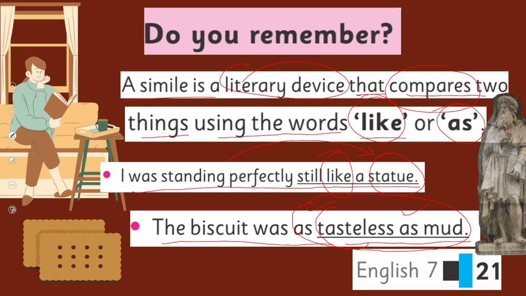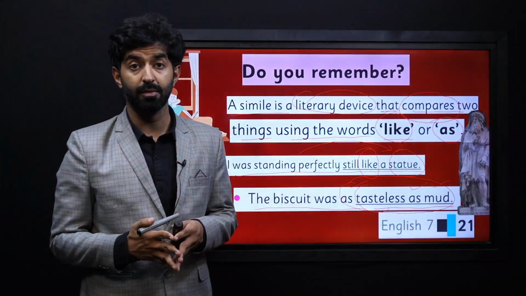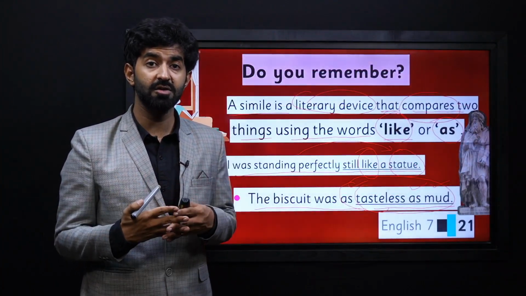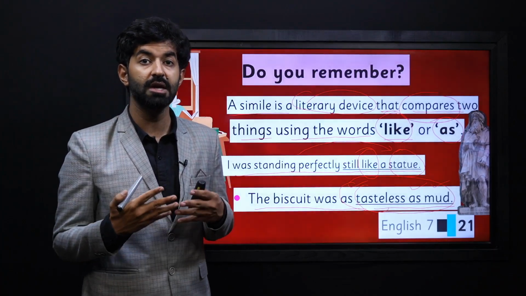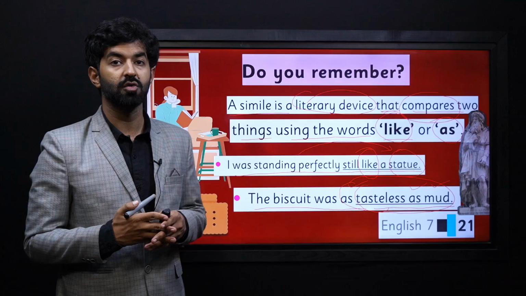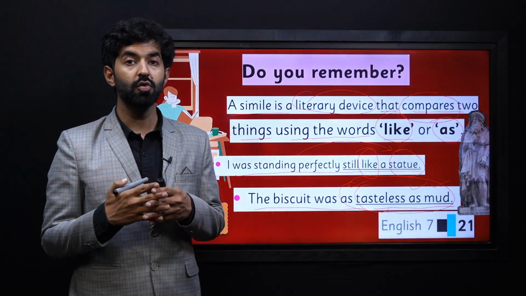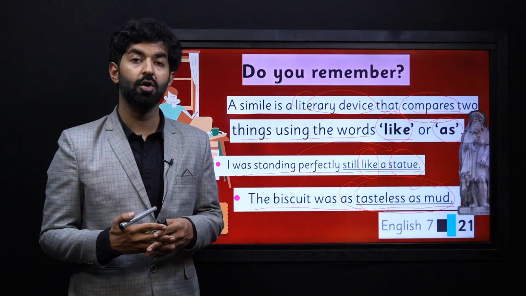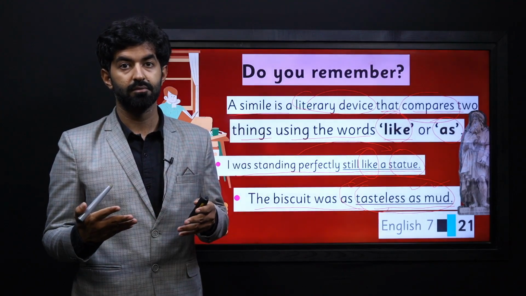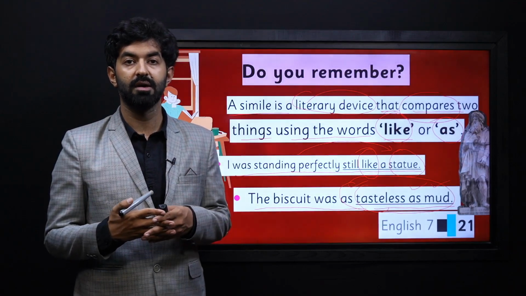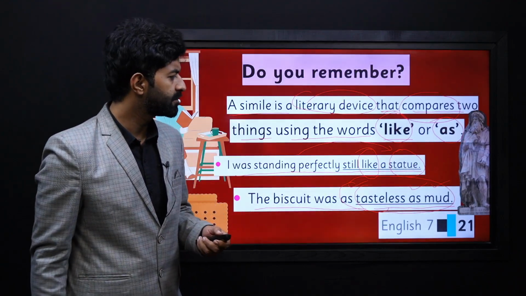Now what does it mean? The biscuit was as tasteless as mud. It means that the biscuit has no taste, and it is compared to mud because mud is also without any taste and it is not likable. So it shows the disgust of the eater who is eating the biscuit. This is how we use our simile. We compare two things to make a point or to show our idea, our likeness, dislikeness, etc.